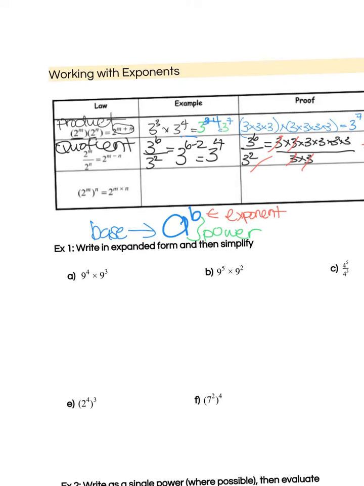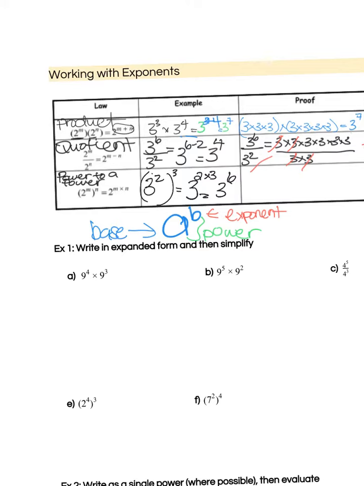Last example. This was our power to a power rule. And in this rule, I'm going to have something inside of my bracket and then another exponent outside of my bracket. And when that happens, I'm going to multiply my exponents together. So let's look at this. I have 3 to the power of 2, let's say, all to the exponent 3 on the outside. I'm going to rewrite my base, which is that big 3. And now I'm going to do 2 times 3. 2 times 3 gives me 6.